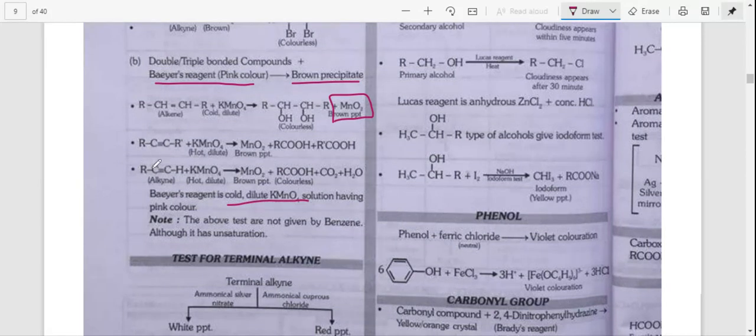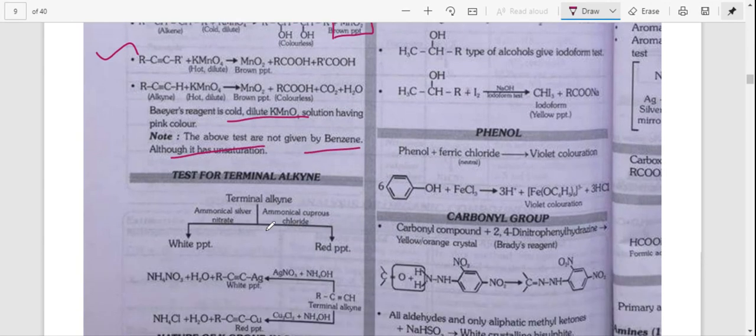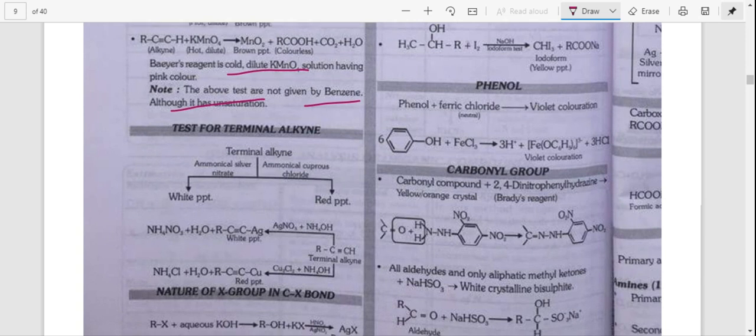Now if one is a bulky group and the other is a hydrogen atom, we will get RCOOH plus CO2 plus H2O. So this is very important. And the above test is not given by benzene, although it has unsaturation. Even though benzene is an unsaturated compound, it will not give the Baeyer's reagent test.